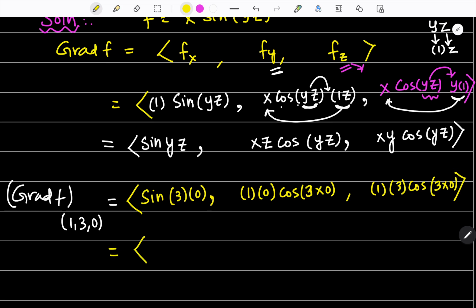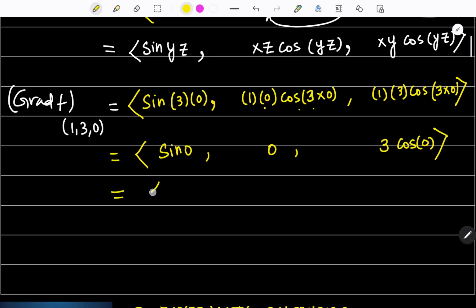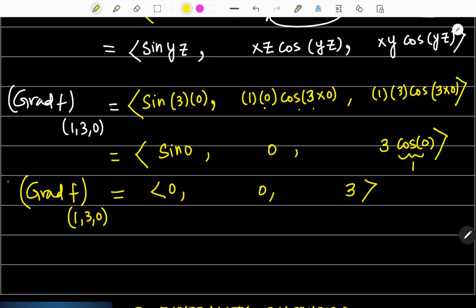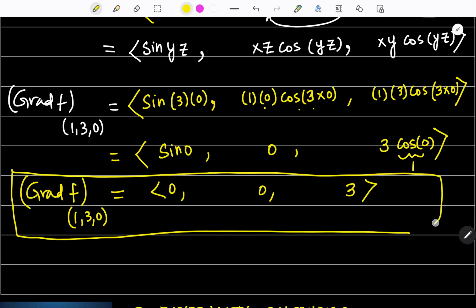So this equals the vector: sin 0, comma, and anything multiplied by 0 is 0. And this is 1 times 0 times cosine 0. And 1 times 3 times cosine of 3 times 0. How much is sin 0? 0. And cosine 0 is equal to 1. So this is your grad f at the point (1, 3, 0). At the point (1, 3, 0). So this is your grad f.